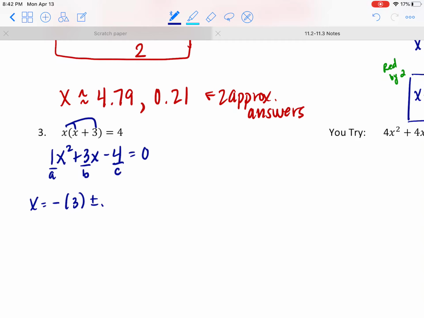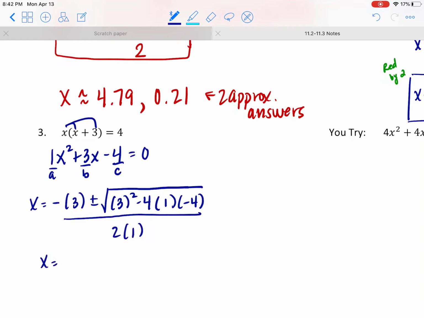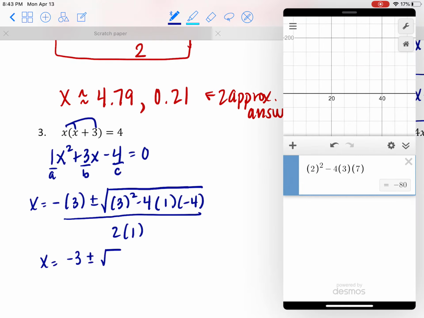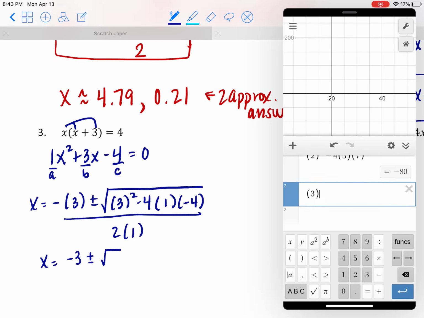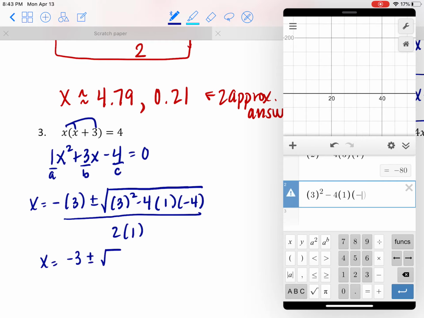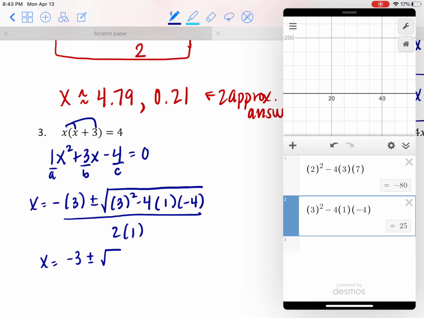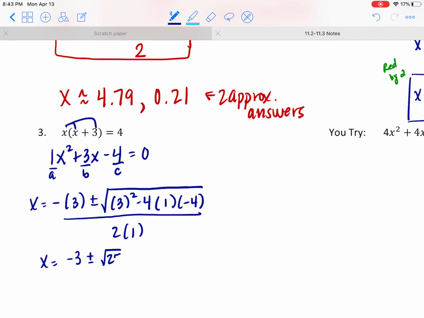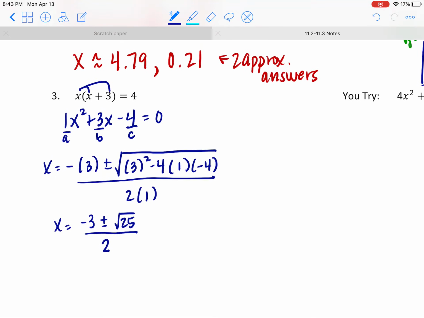So x is going to equal a negative 3 plus or minus the square root of 3 squared minus 4 times 1 times negative 4. Be really careful with your signs in there. And then on the bottom, 2 times a, so 2 times 1. So this is going to be a negative 3 plus or minus, what do we have under the radical? So under the radical, we have 3 squared minus 4 times 1 times negative 4. And that gives 25. So 25 under the radical this time, and on the bottom 2 times 1 is 2.